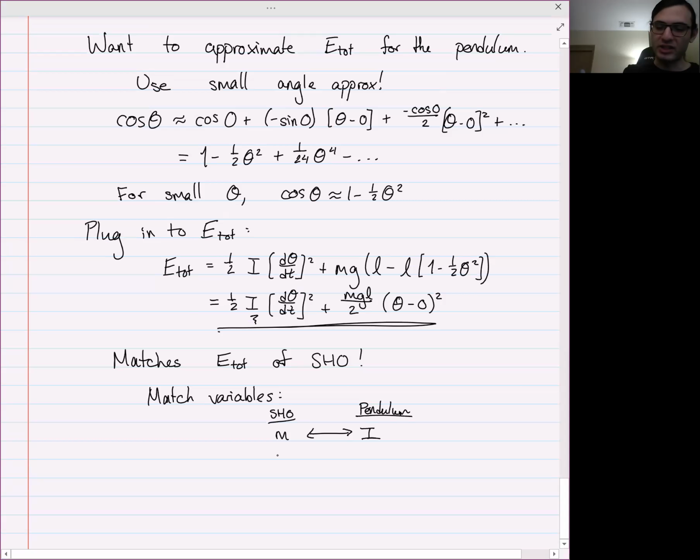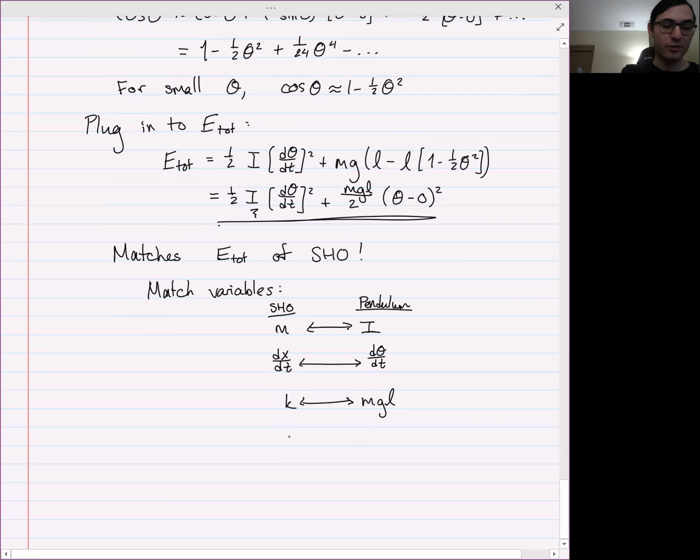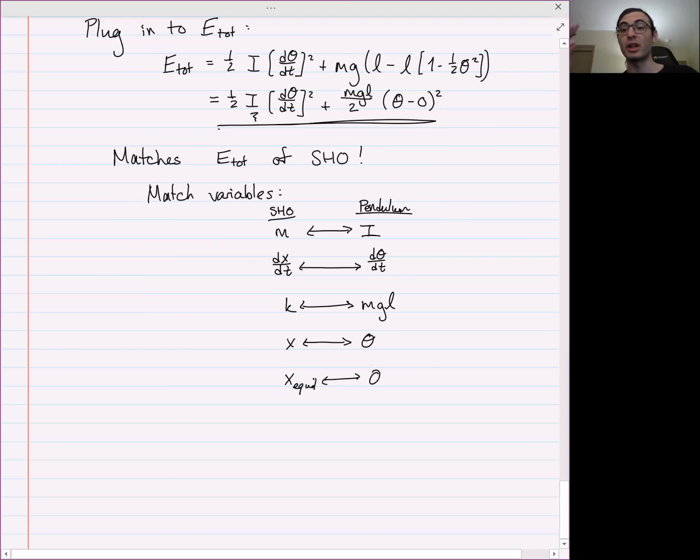Instead of dx/dt, which is the speed, we have d theta/dt. Instead of k, we have the combination mgL, because it was 1/2 times k times (x minus x equilibrium). Instead of x, we have theta, and instead of x equilibrium, we have 0. So all we have to do is take the formula from the simple harmonic oscillator and just replace all the variables.